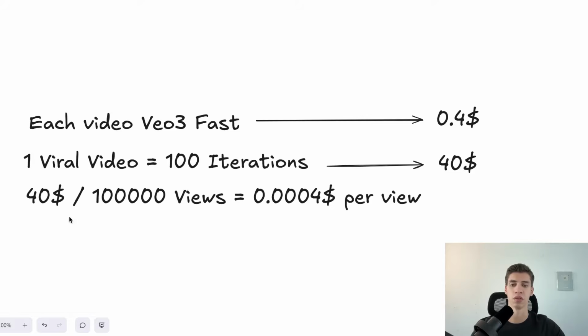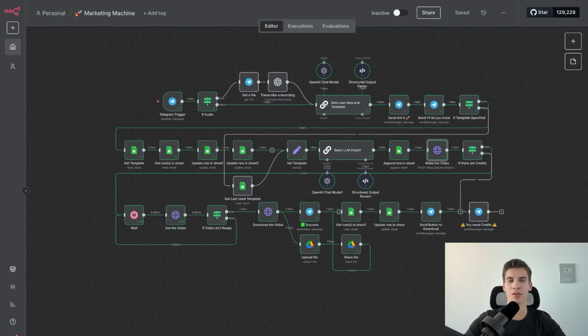Now if $40 buys you 100,000 views, which every other video that I've shown you has more than this, then this means that the cost per view will be $0.0004, which is basically free publicity for your brand. And if you're still thinking that this is not worth it, just remember that these models are getting cheaper and better super fast. And I truly believe that in a couple of months, we won't even be able to tell it's AI.